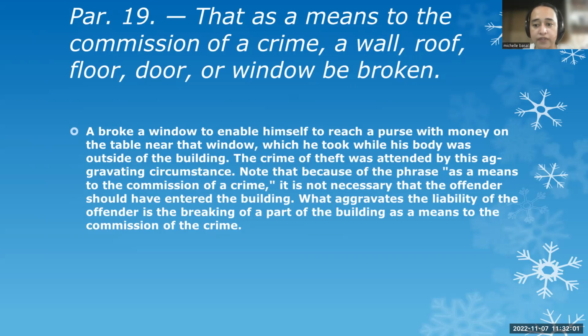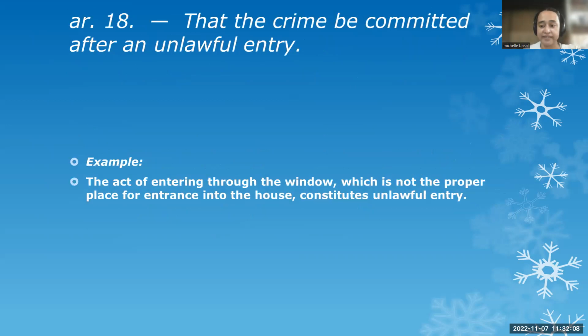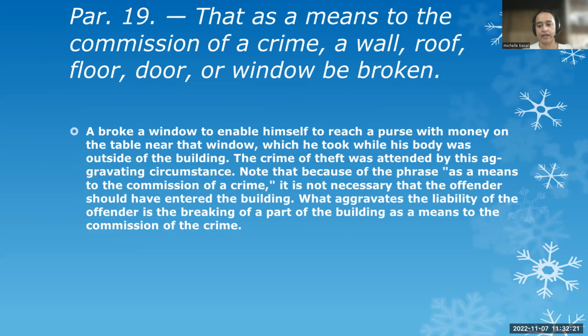Note that because of the phrase as a means for the commission of the crime, it is not necessary that the offender should have entered the building. So here, in paragraph 18, it is necessary that the offender entered the building. But here it's not necessary. It's just that the breaking of a part of the building was necessary for the commission of the crime. What aggravates the liability of the offender is the breaking of a part of the building as a means to the commission of the crime.